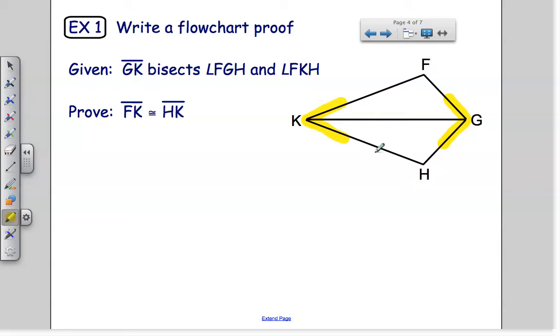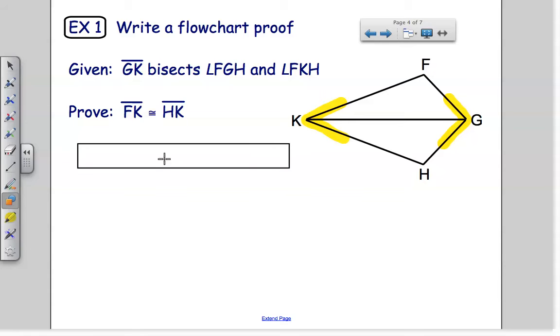Well, I definitely don't know that. It's not marked, but I could prove that these two sides are congruent if these triangles are congruent by CPCTC. Because if we have congruent triangles, then all the corresponding parts of those congruent triangles are also congruent. So your first big step is proving the triangles are congruent. Let's get started on that.